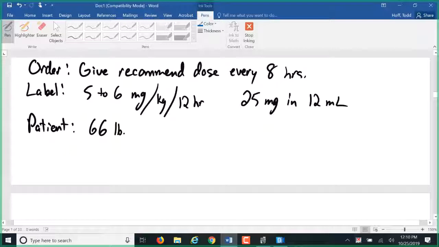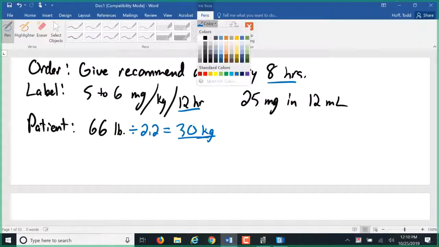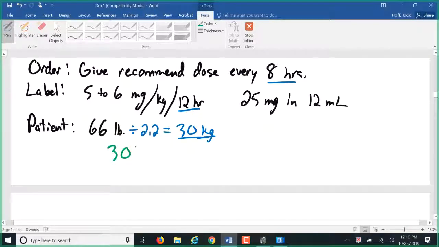So here's a spot where we're going to have to use our titrations twice. Once because we have to change our frequency of the dosage. Then the second time to do the maximum minimum. So we start with our 66 pounds. We're going to divide by 2.2, get 30 kilograms. We're going to use the maximum dose of 6 milligrams per kilogram. So 1 kilogram is equivalent to 6 milligrams.